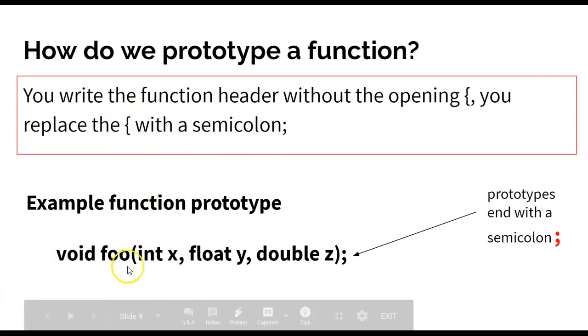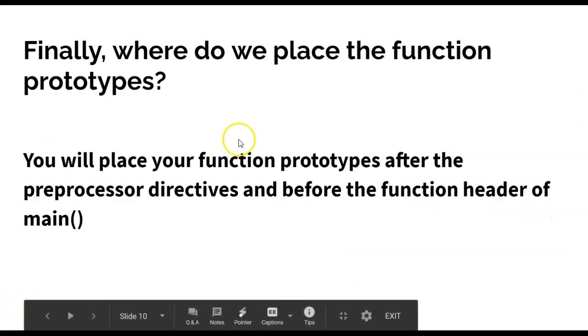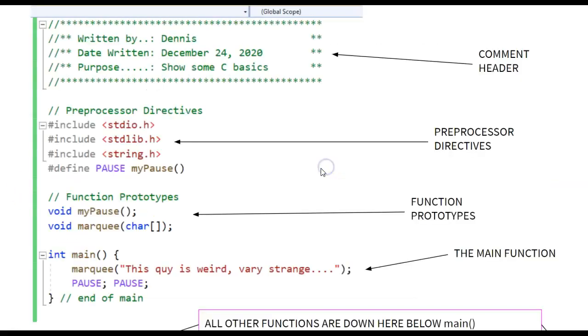When we prototype a function, we give the function's data type or return type, the name of the function, and then basically just the function's signature. We do not include a mustache. We replace the mustache with a semicolon. This is called a function prototype. It comes before main, and the function is written below main. So you place your preprocessor directives up here, and then main.